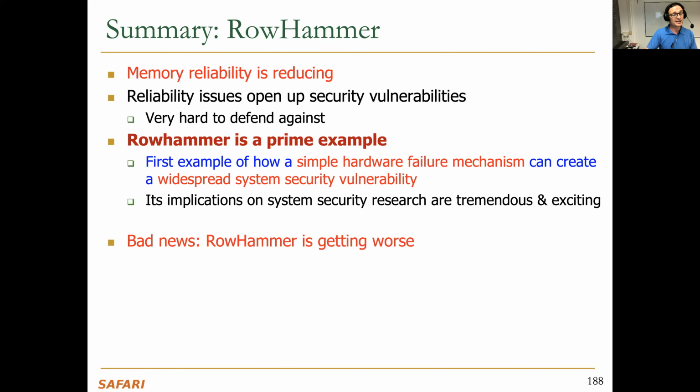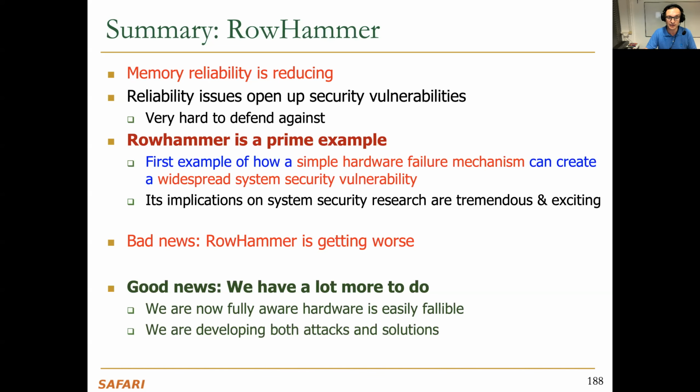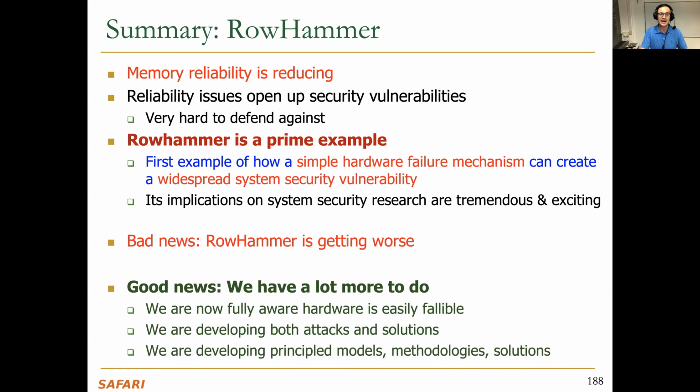Bad news is RowHammer is clearly getting worse at the device level, and the industry maybe is not in the right mindset to develop the best solutions, but hopefully they will fix that issue. Good news is we have a lot more to do. We're now fully aware hardware is easily fallible. We're developing both attacks and solutions, and we're developing, hopefully, principled models, methodologies, and solutions. Most importantly, in my opinion, we need to develop good interfaces and good communication between the controllers and DRAM, such that we can actually fix these issues in an easy and patchable way. Basically, work together between the vendors of different parts of the system as opposed to working against each other.